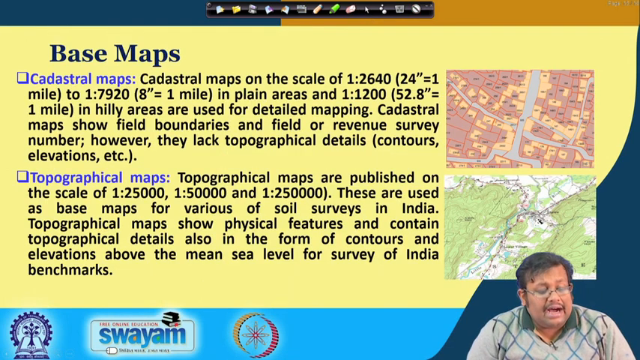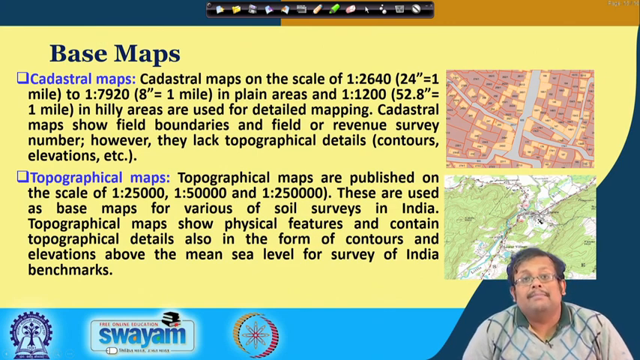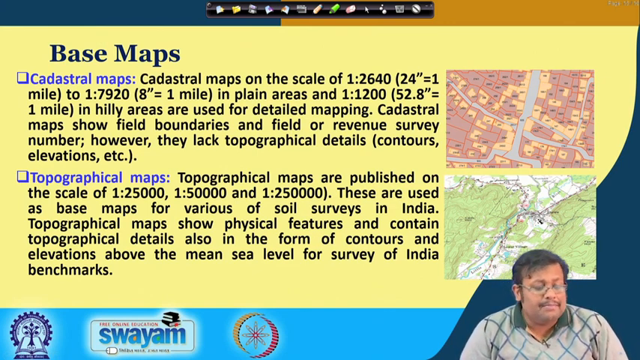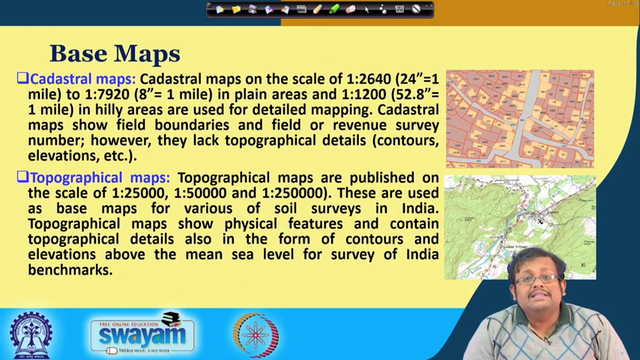So guys, let us talk about the base maps. Now base maps are the starting points of soil survey, obviously. There are four types of base maps we will be talking about here. Let us start with the cadastral maps.